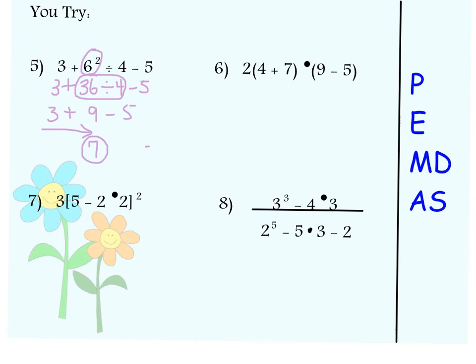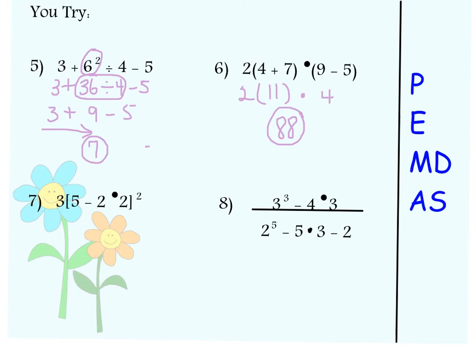All right, for number 6, we have parentheses, so we can do them at the same time. So we have 11 for this one and 4 over here. Multiplication sign in the middle, and then a 2 in front of the 11. The 2 right next to the parentheses for the 11, that means multiply. So 2 times 11 times 4 is 88.